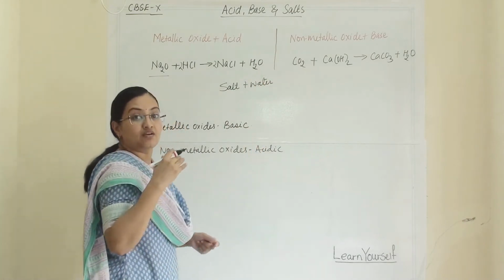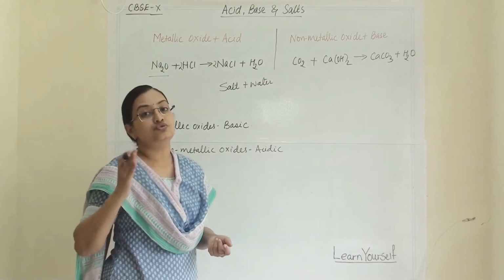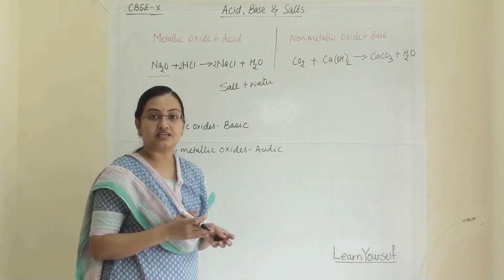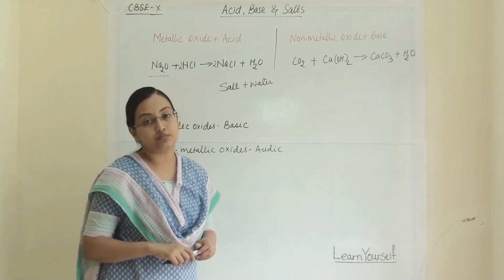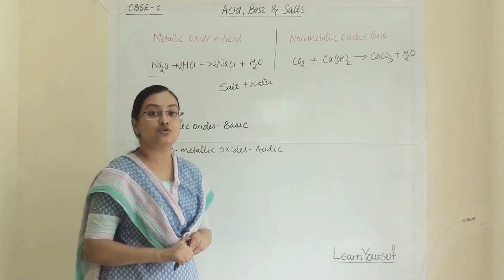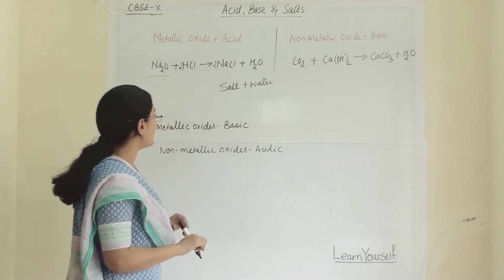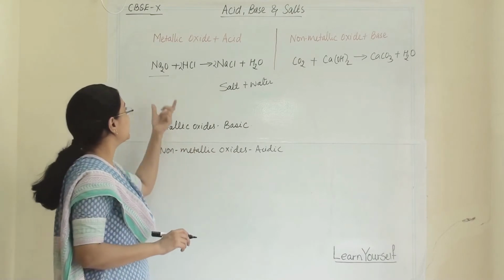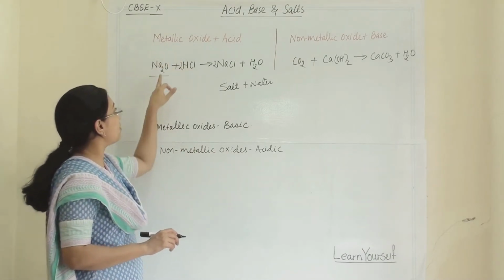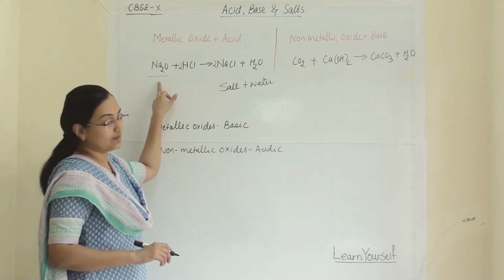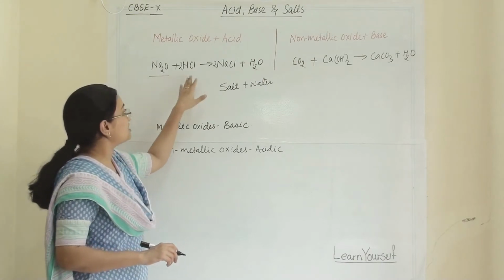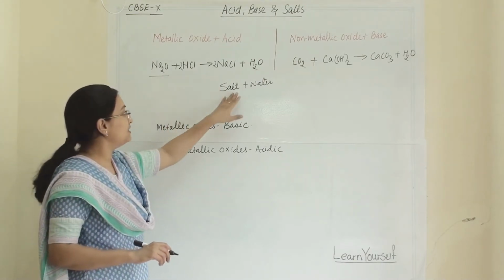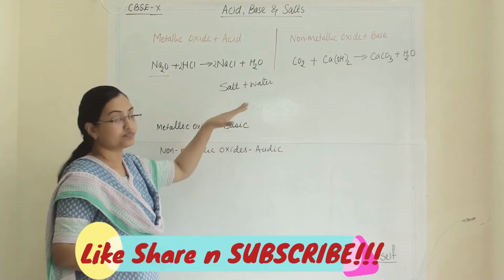Similarly, how we are getting in neutralization reaction. One acid compound is reacting with base compound and we will get salt plus water. Here we cannot say this is acid compound or basic compound, but the nature of metallic oxide is basic. So when basic compound is going to react with acid, we will get salt plus water.